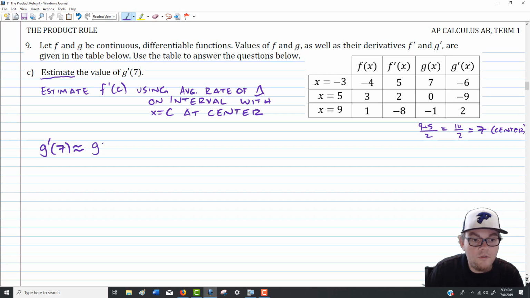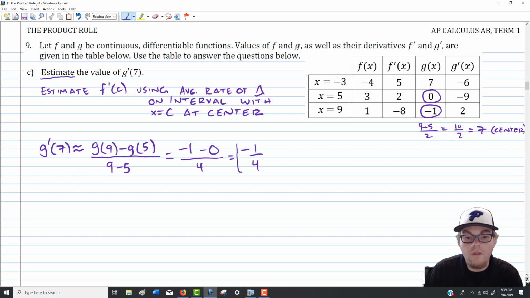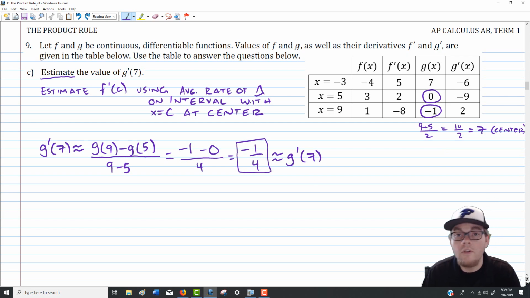So in our case, that means we're going to use g of 9 minus g of 5, all divided by 9 minus 5. And then from here, it's just looking in the table. G of 9 is negative 1. G of 5 is 0. Well, thanks for that. 9 minus 5 is 4, which means the average rate of change is negative 1/4. And more importantly, that is our approximate value of g prime of 7. So all we did was use the average rate of change on an interval using that particular value, and we were able to calculate it.